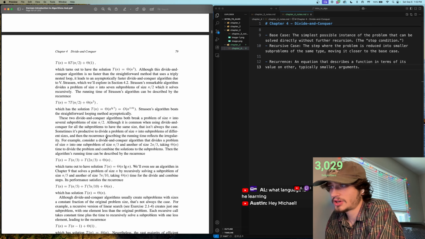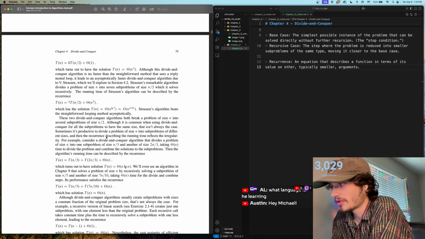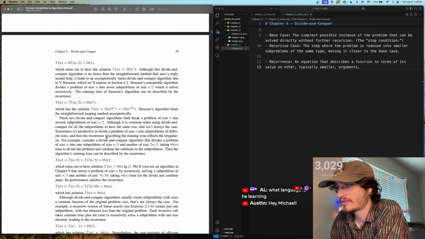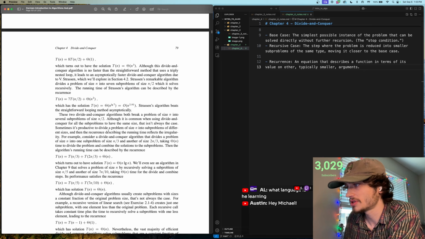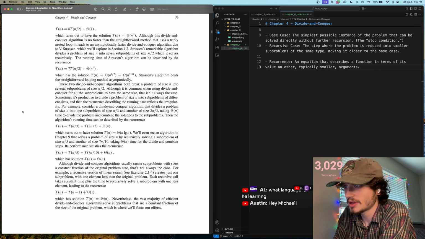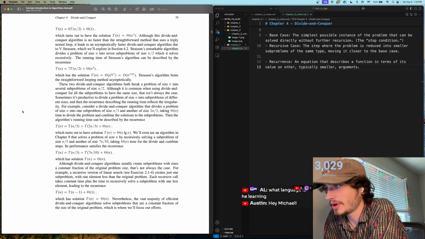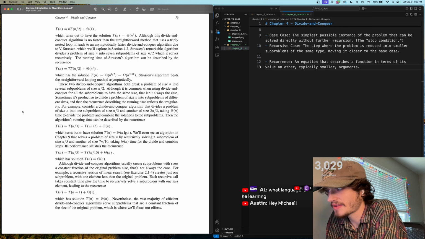For example, consider a divide-and-conquer algorithm that divides a problem of size n into one subproblem of size n/3 and another of size 2n/3, taking Θ(n) time to divide the problem and combine the solutions to the subproblems. Then the algorithm's running time can be described by the recurrence T(n) = T(n/3) + T(2n/3) + Θ(n), which turns out to have the solution T(n) = Θ(n lg n).